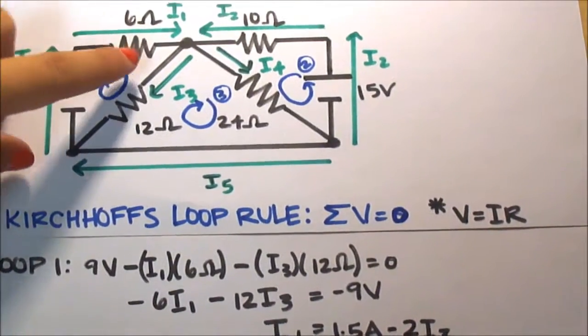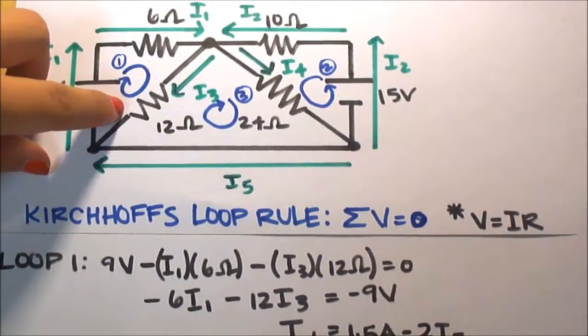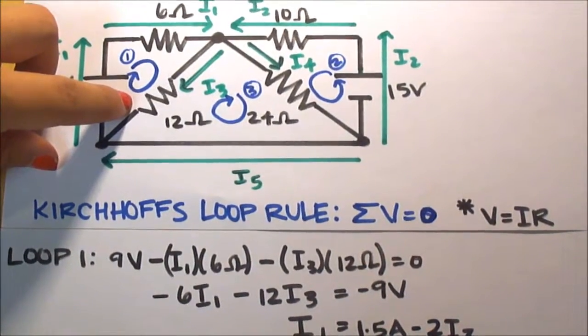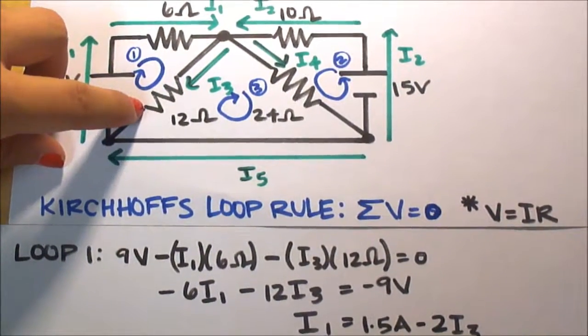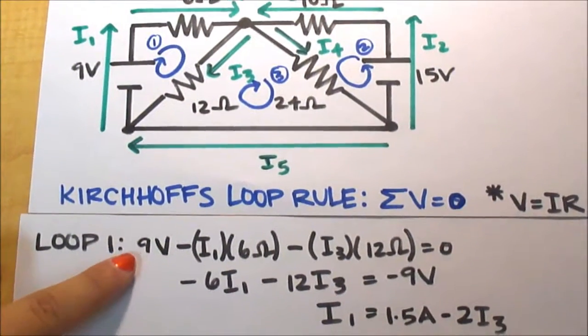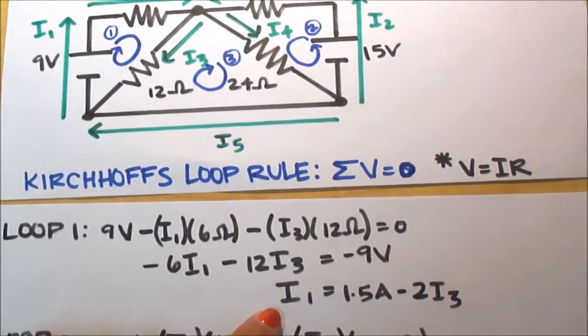Then we're going to come down here, again within our loop, and we're again flowing with the direction of the current, so our number will be negative. So we'll have negative I3 times 12 ohms. This will ultimately give us this equation, which simplified and solved for I1 will give us this equation.